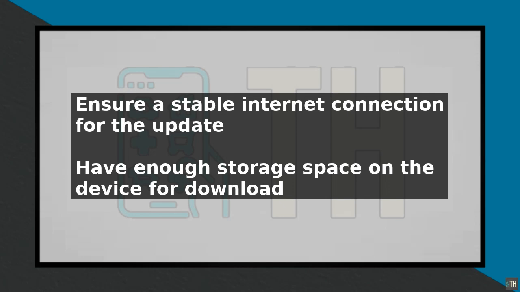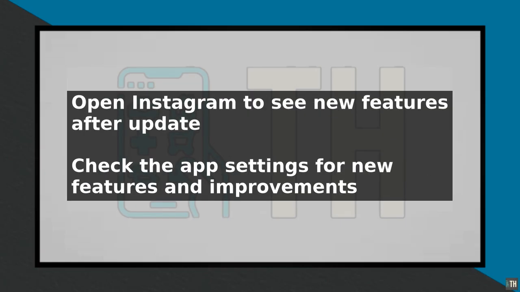It is essential to have a stable internet connection to update Instagram. Also, make sure you have enough storage space on your device to download and install the update. It is also a good practice to regularly update your apps to ensure you have the latest features and security patches. Once the update is installed, open Instagram to see the new features and improvements.